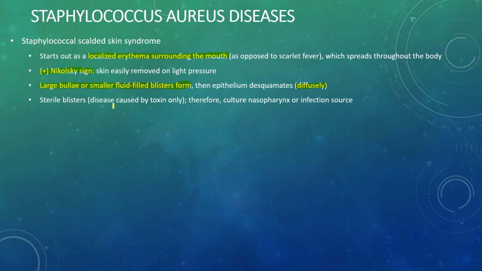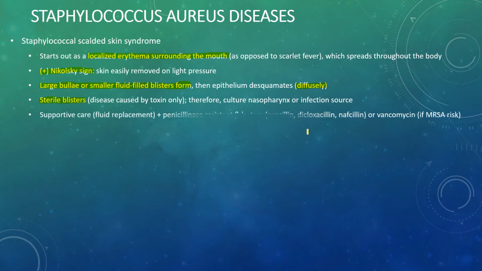So the key feature is that these blisters are all sterile. There are no white cells or bacteria in these blisters. They're all caused by the toxin. So you can culture the nasopharynx or the infection source to see if this is actually Staph aureus. So don't culture the blister, culture the nasopharynx or the infection source. And the infection source could be the nasopharynx or nares or some other site of infection.